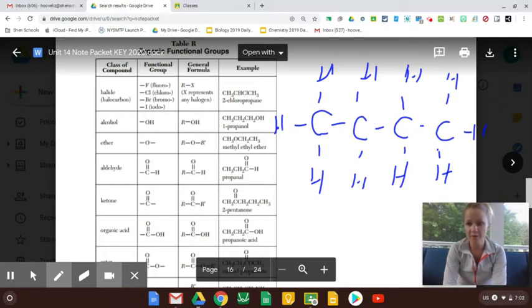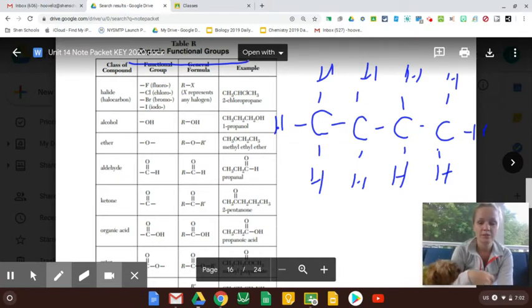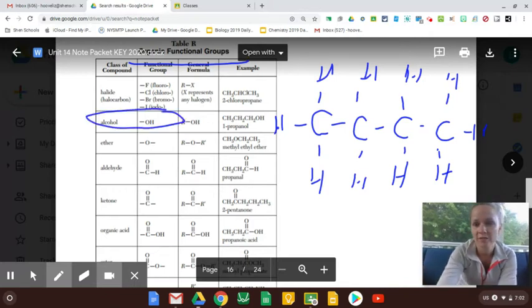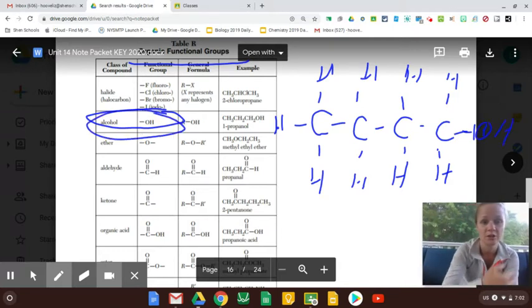Now we're going to give it a function just by adding a little group. So we call this functional groups. They're little groups you can stick on the end to give that organic molecule a function. If I take this butane and stick an OH on the end, now it's an alcohol, okay? Because alcohols are just organic molecules with an OH on the end.